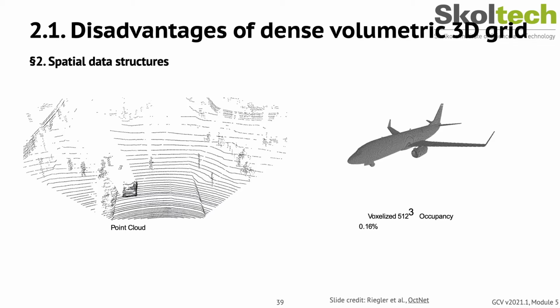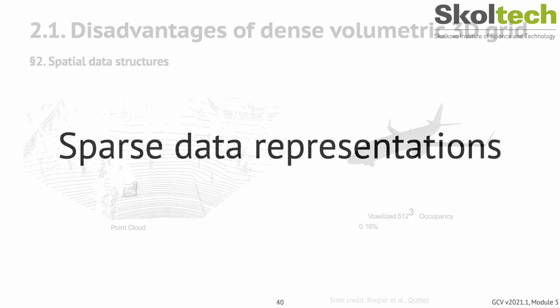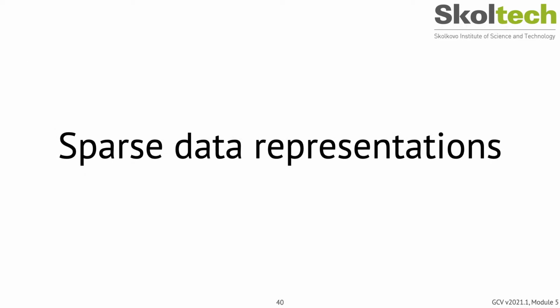So this raises a question about how one can reduce the memory footprint required to store large amounts of volumetric data at high resolutions. There are a number of answers to that question, and one of them would be to go for a sparse data representation. This is important because sparse data representations have been achieving state-of-the-art results in learning recently.